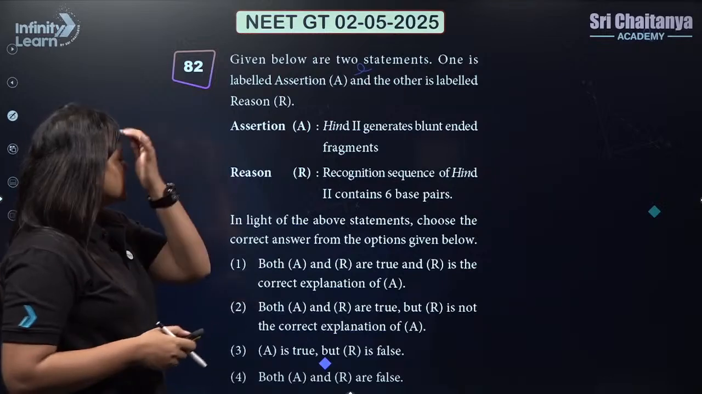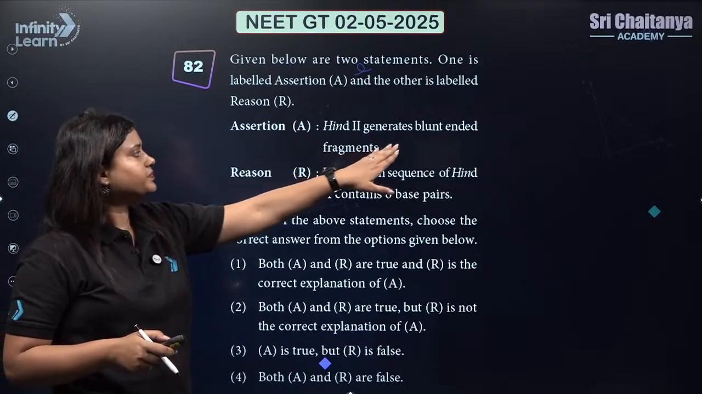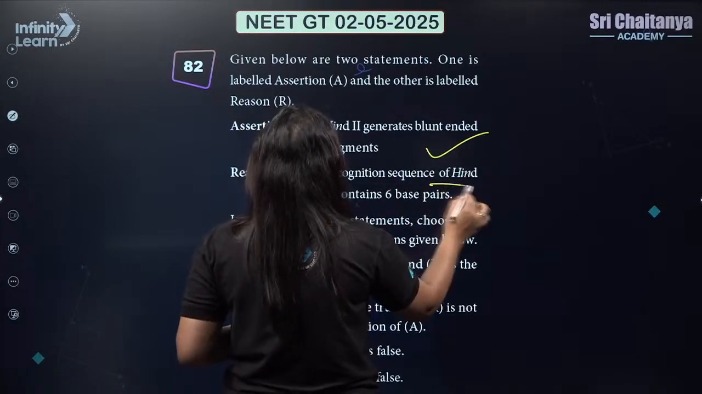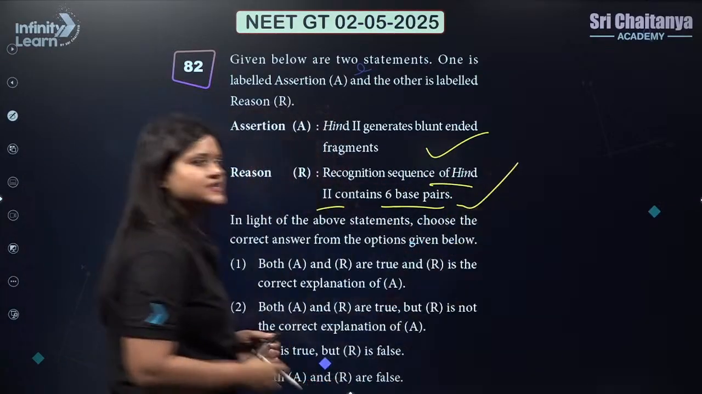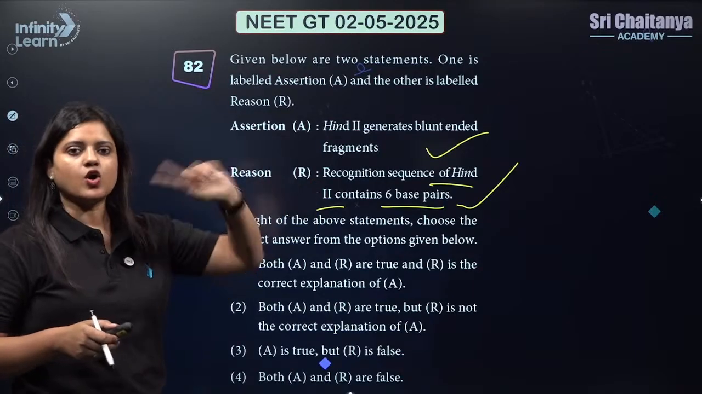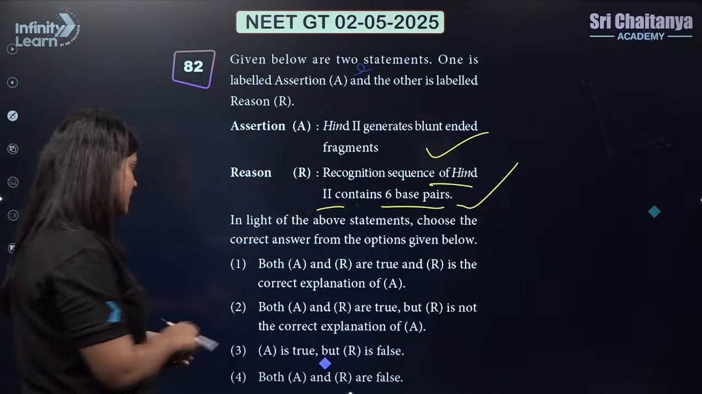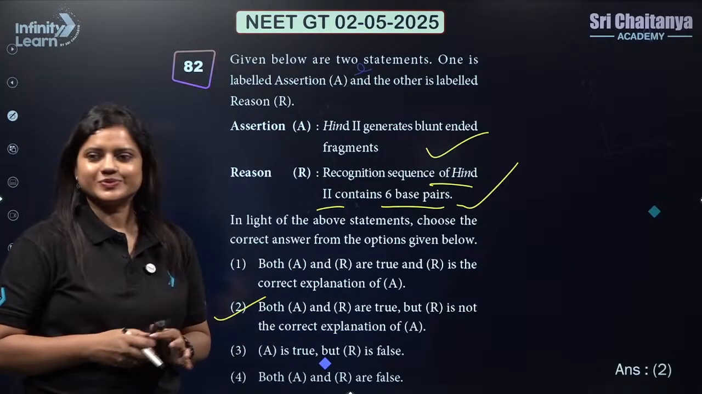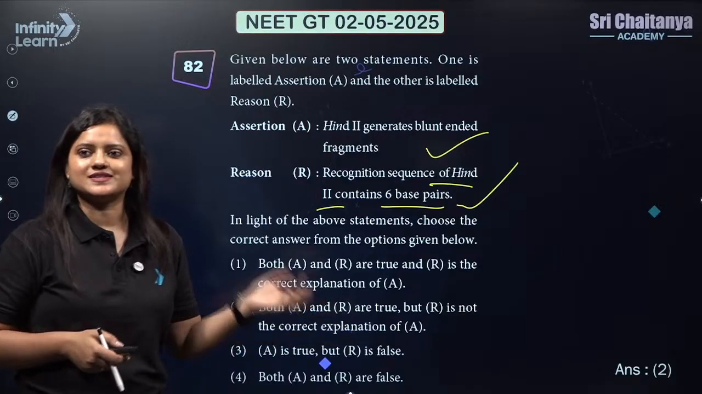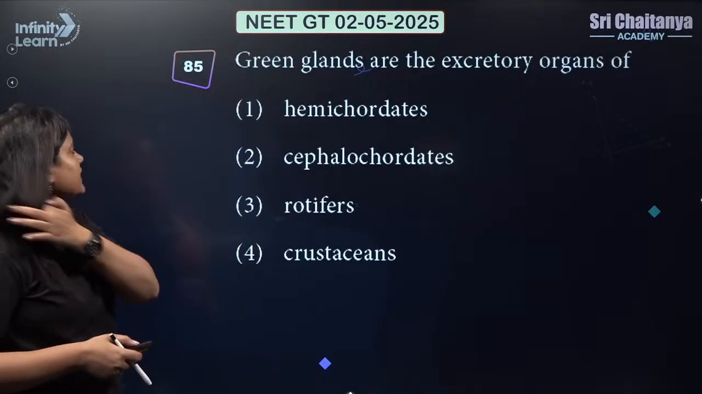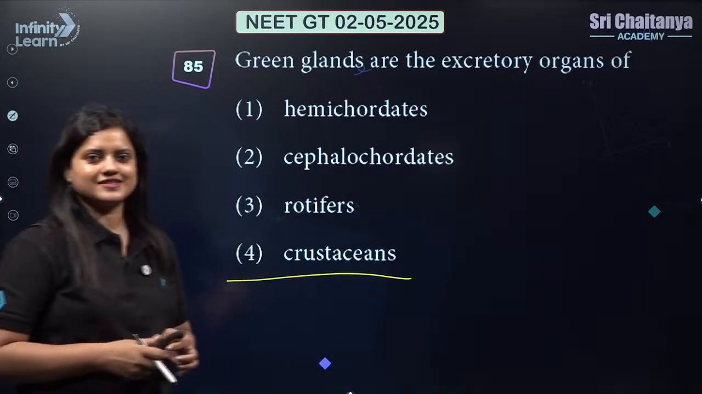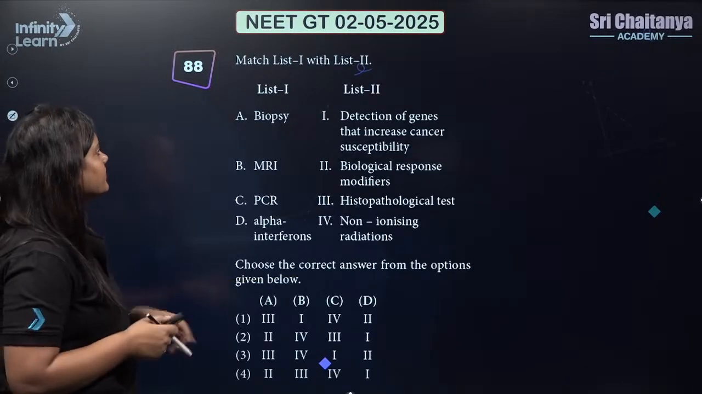Next, assertion says HindII generates blunt end fragments. Yes, this is right. And the recognition sequence of HindII has 6 base pairs. Yes, both are true. So assertion is true, reason is true, but not the correct explanation of assertion. So answer should be 2. It's good that even the options of assertion and reason are given in sequence, right? Green glands are the excretory organs in crustaceans, right? Prawns. So it is 4.